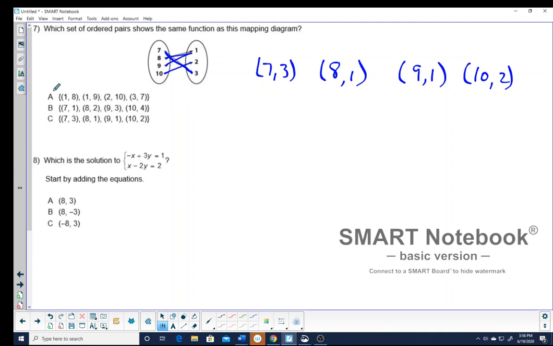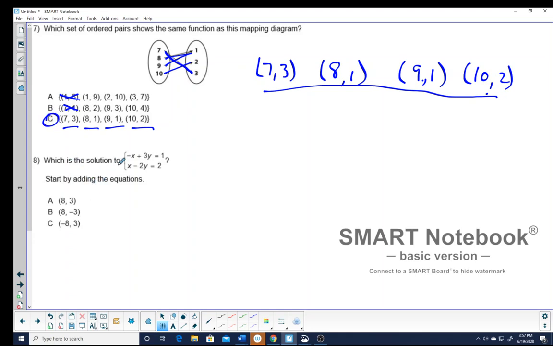So now you just look and see which one of these sets of ordered pairs matches these. Well, there's no 1, 8, so you can eliminate that. There's no 7, 1, so you can eliminate this. So this one better be right. 7, 3, yes. 8, 1, yes. 9, 1, yes. And 10, 2 matches, so C is your answer.